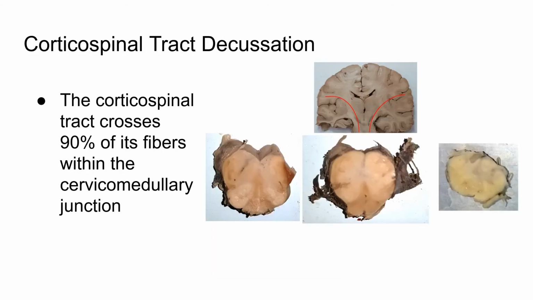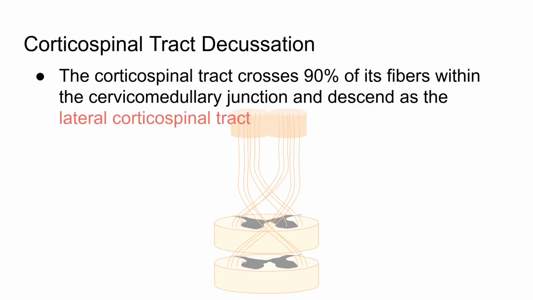All right. So, in contrast, the corticospinal tract crosses 90% of its fibers within the cervicomedullary junction. Now, you will see later that the parts of your body that require a lot of dexterity require a lot more upper motor neuron control. So this will partly explain what we'll see in terms of the crossings of the corticobulbar versus the corticospinal tract fibers. So if 90% cross, where did the other 10% go? We'll see.